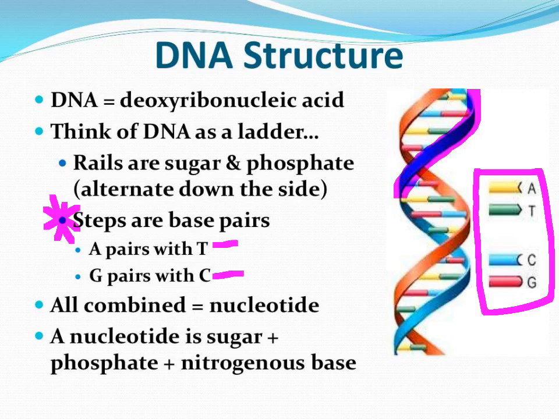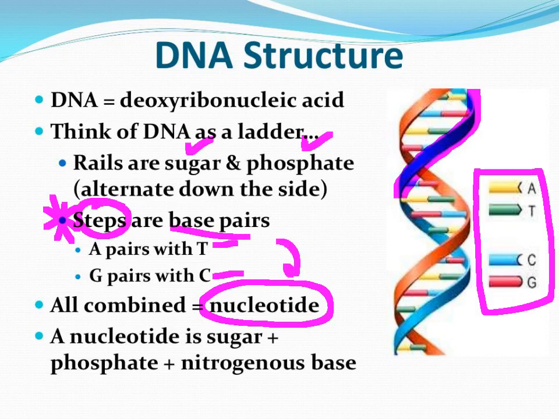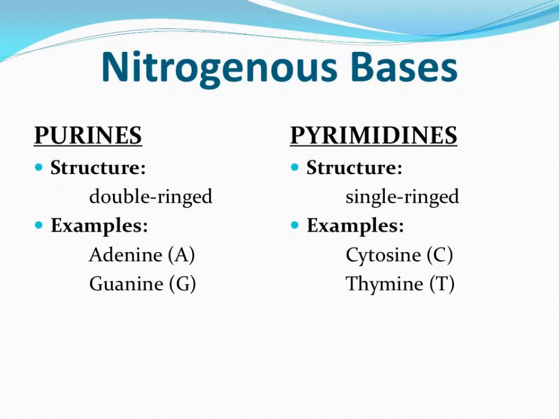And then all combined, they make something called a nucleotide. So that is a sugar, a phosphate, and a step, or a base pair, makes a nucleotide. And then I have that written down there for you as well. So back to the bases.